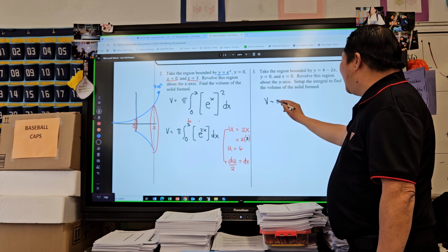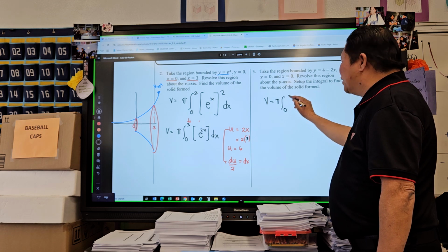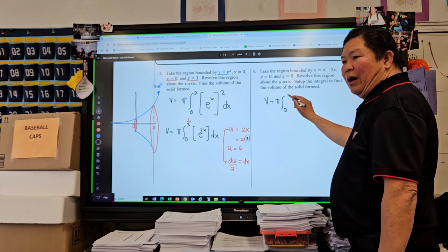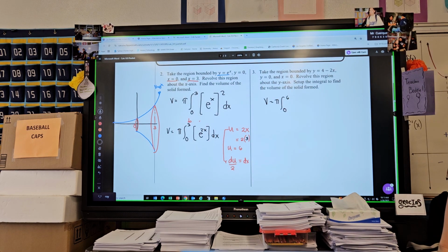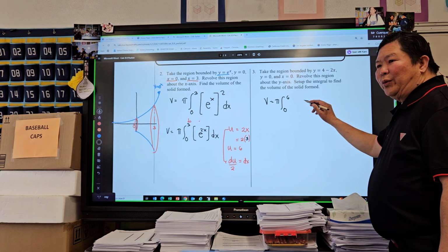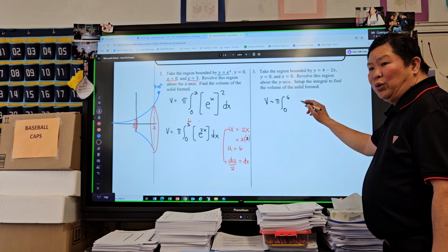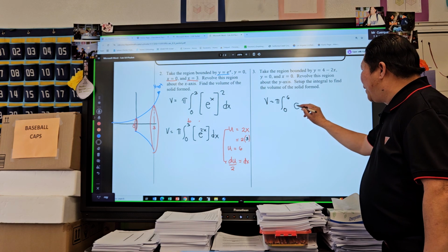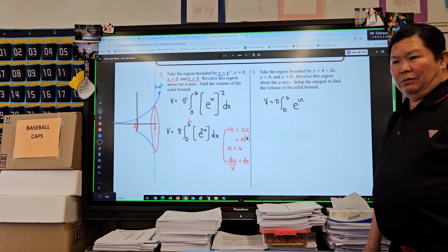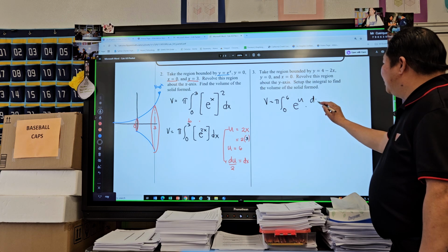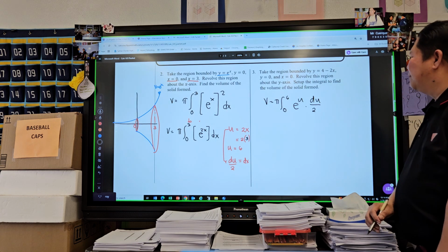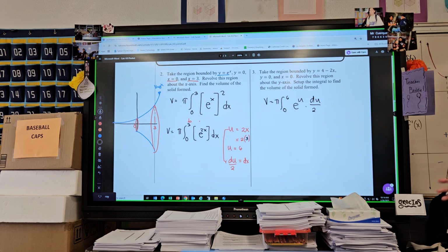Okay, so volume now, this is just a continuation of this problem. Volume is equal to pi, the integral from 0 up to, what is the new limit now? 6. Okay, from 0 to 6. And then what we let, guys, we let 2x as u, right? So therefore, this is e to the power of u, and then times du over 2. Okay, before I continue, please feel free to ask questions.